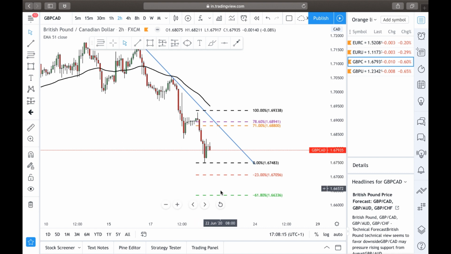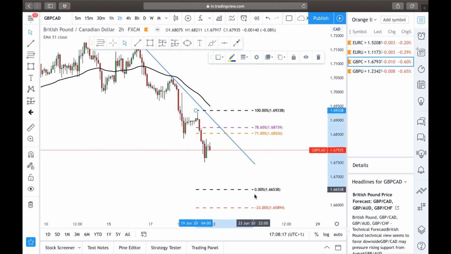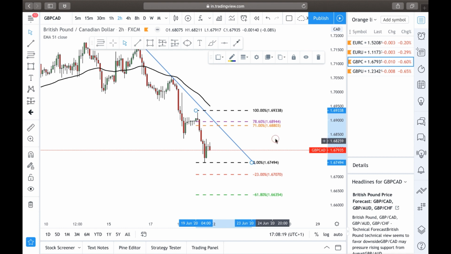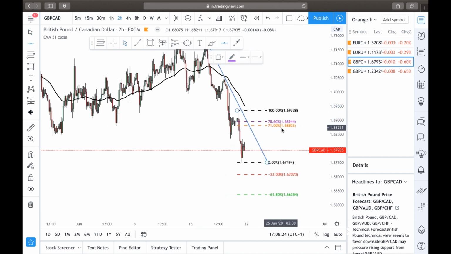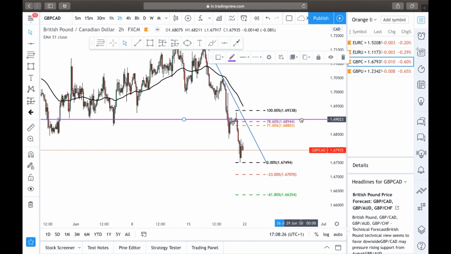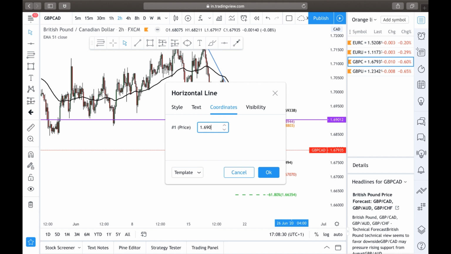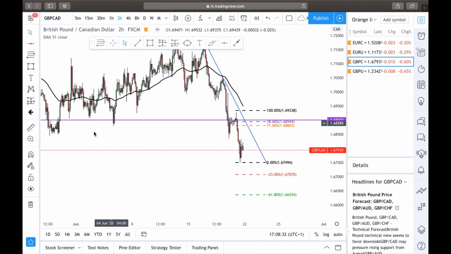If this keeps selling off and then it has its retracement, then I'll move this to wherever it finishes, okay? But I'm just doing it for the example. And then obviously we put the fib on it and then we look for a psych level within the fib zone. Yeah, we have one just there. 1.69, and then we put it nice and neat.